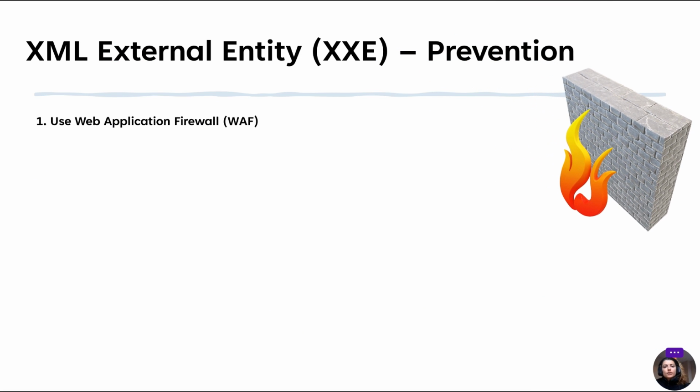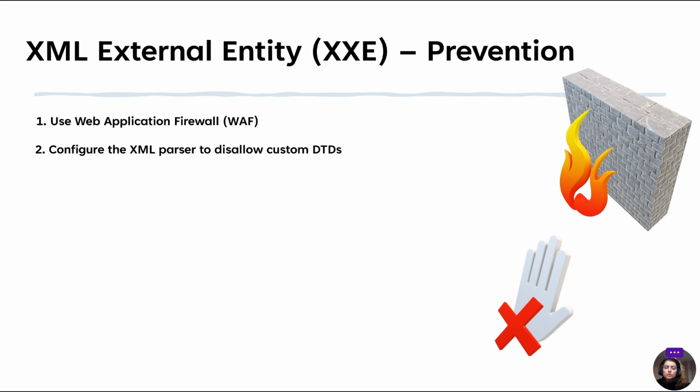Okay, external entity prevention. The first thing that you have to have is a web application firewall, and this is just best practice, and it will massively decrease the chance of external entity vulnerability, but not always. So you also need to configure the XML parser to disallow custom DTDs, or document type definitions. The next one is to configure the XML parser to disable the external entity functionality.